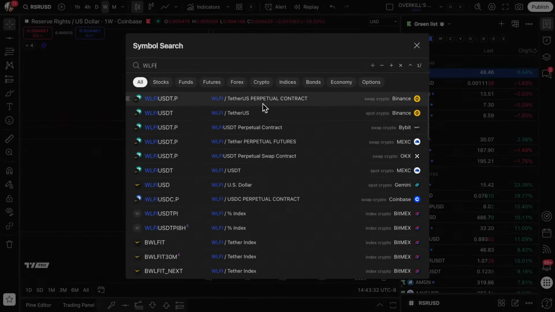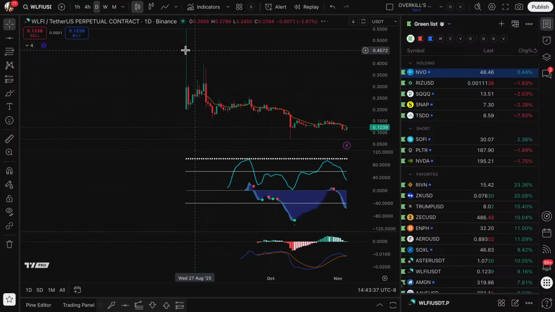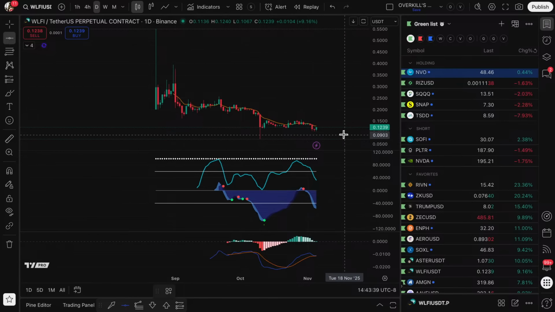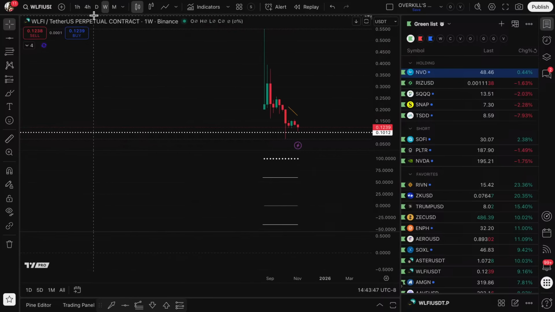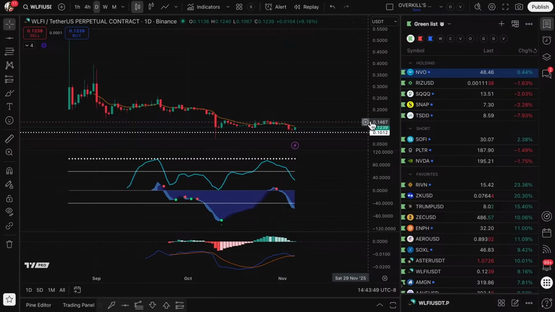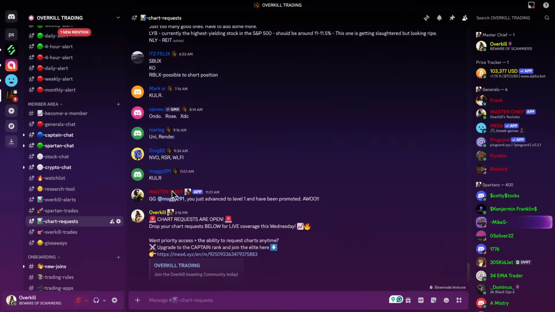WLFI, it's World Liberty Financial, Trump's crypto company. That one's looking like it's basing here at 10 cents. Again, it's a very new project. It just came out. All we need is a green dot here on the daily. We can't even see the data on the weekly on this one. So I like this one as long as it holds on to 10 cents. I just wait for that green daily dot there on World Liberty Financial.